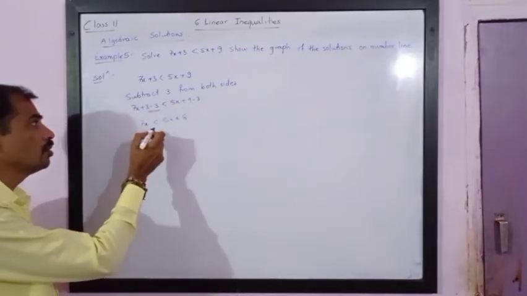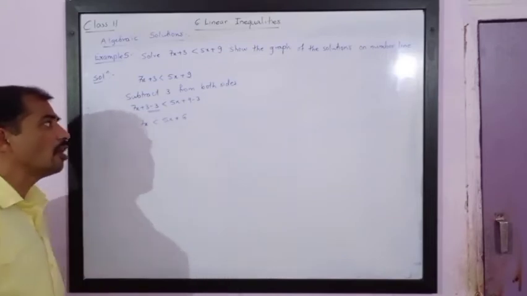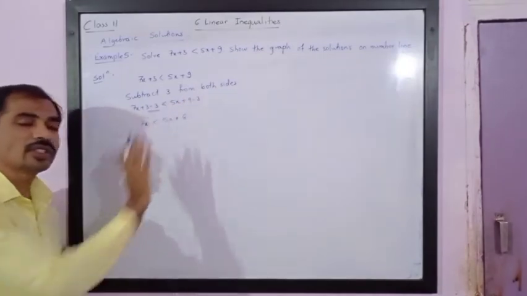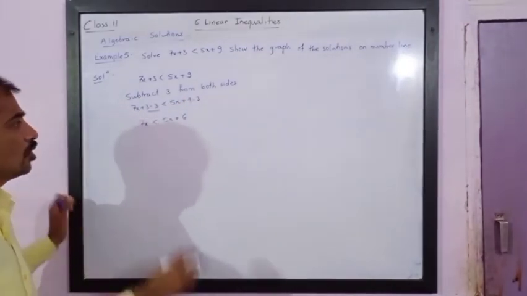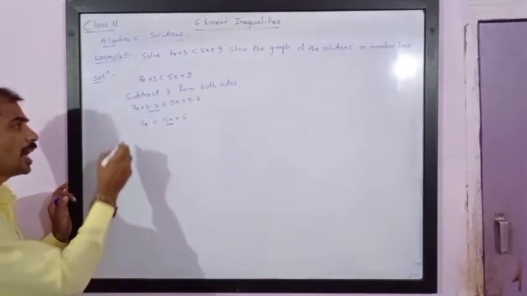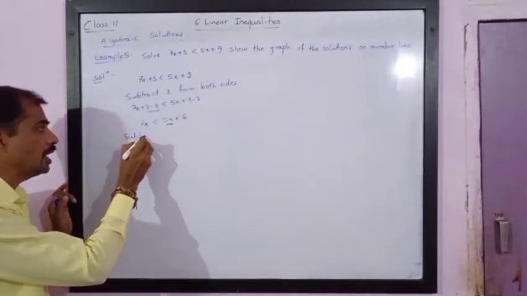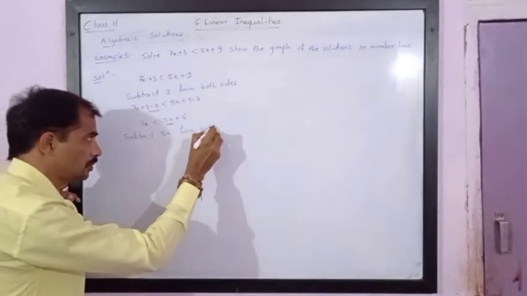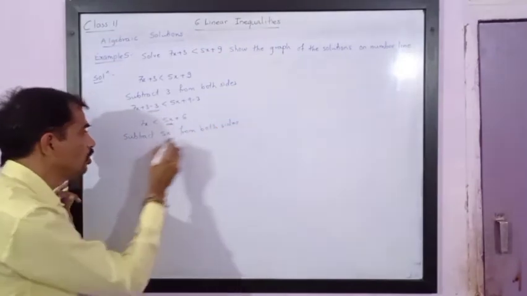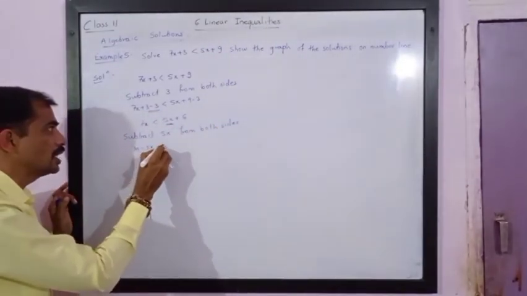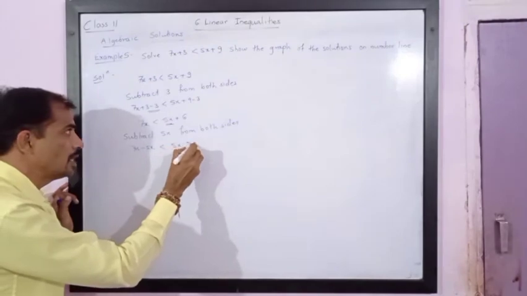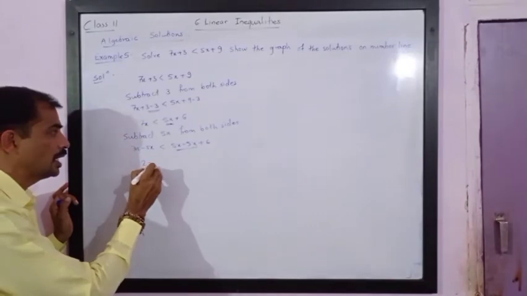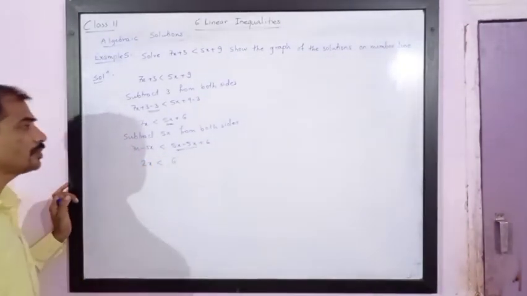Now we have to eliminate 5x from the right hand side. We keep the x term to the left hand side and constant to the right hand side. So let us eliminate this. To eliminate this, we subtract 5x from both sides. You will get 7x minus 5x is less than 5x minus 5x plus 6. This will become 0. So you will get 2x is less than 6.